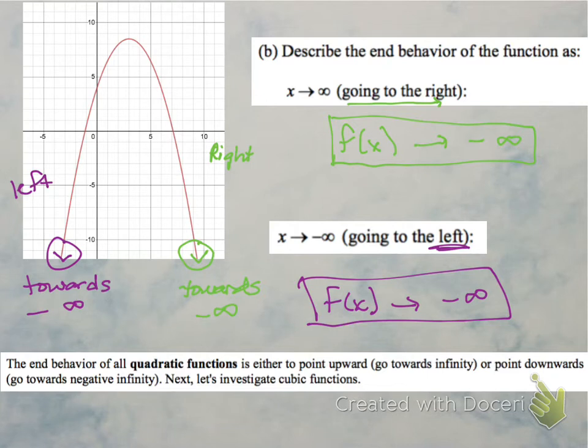So the end behavior of all quadratic functions, and you should know what a quadratic function is, but quadratic functions are a power function, a polynomial, with a power of 2, right? And x squared as its highest power term. And that's to either point upwards, and upward is if we have a positive a, so it's concave up, or pointing downwards, going to negative infinity, which is a negative a, or concave down.